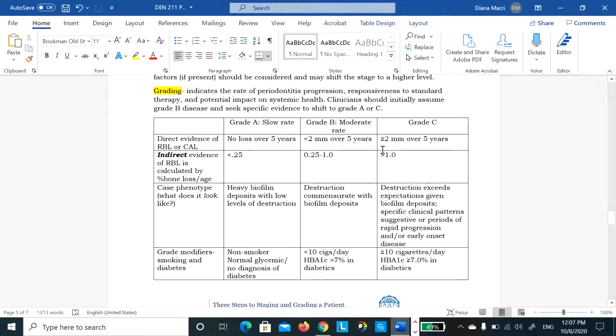So I go back to my little chart, and this is why I say this little cheat sheet will come in handy. 0.6 is here, grade B. So 0.25 to 1.0 is grade B. So once I do that math, once I take the percentage of bone loss and divide it by the age, whatever number I come up with, I'm going to look into my little chart and see which grade it fits into. Let's go ahead and do another one.